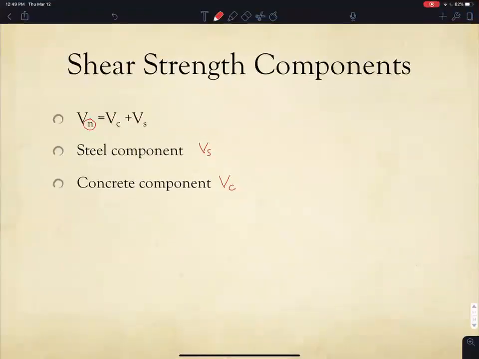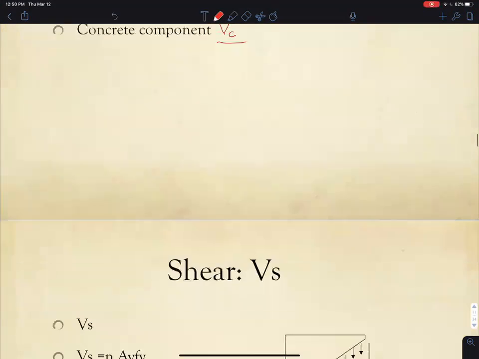Okay, we learned that the way we handle nominal shear strength of reinforced concrete beams in ACI is that we have a steel component and a concrete component. And in this video, I'm going to cover the steel component of the shear strength of a reinforced concrete beam, Vs.